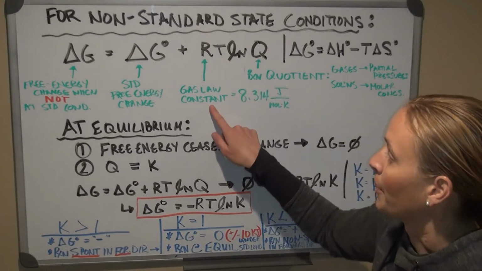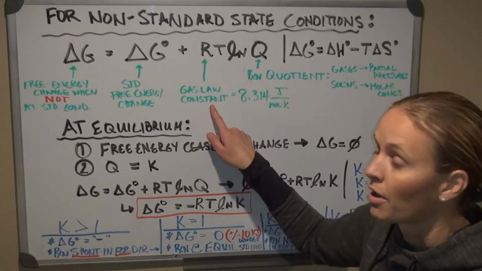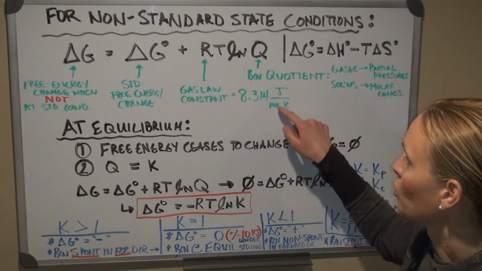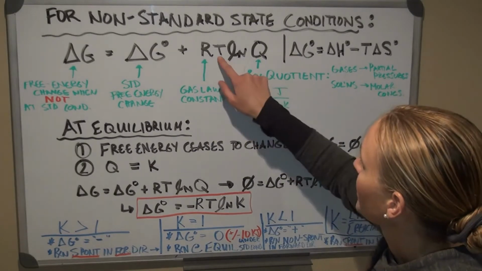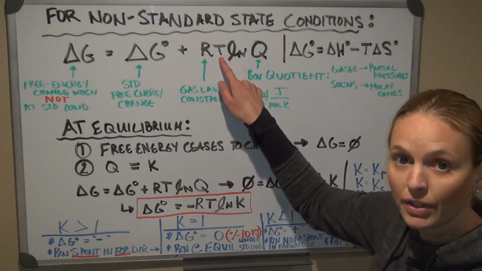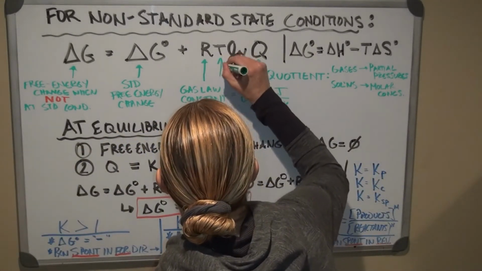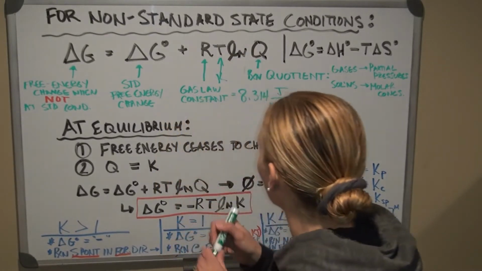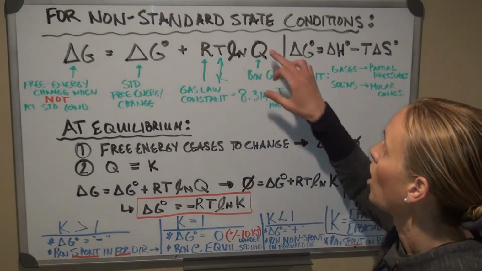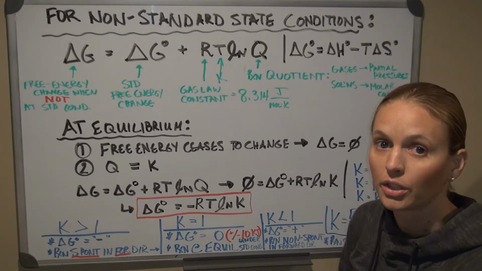So R is the regular gas law constant that we're already familiar with. That's 8.314 joules per mole Kelvin. Okay, T is temperature in Kelvin. Natural log of the reaction quotient Q.